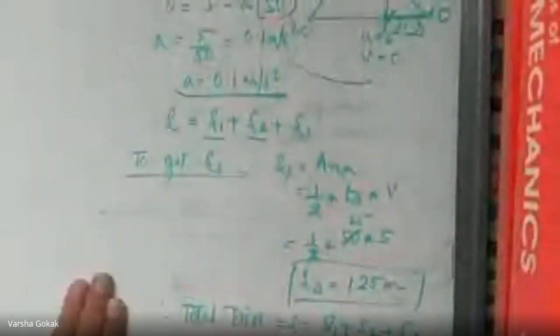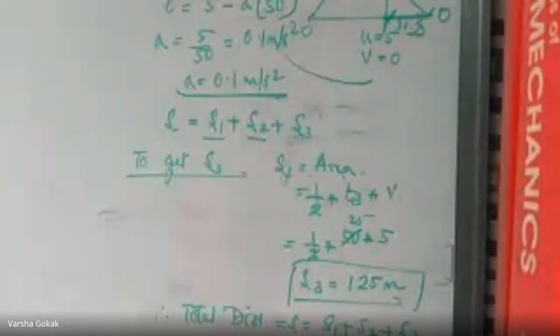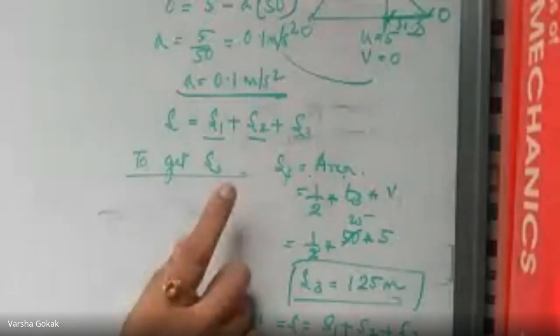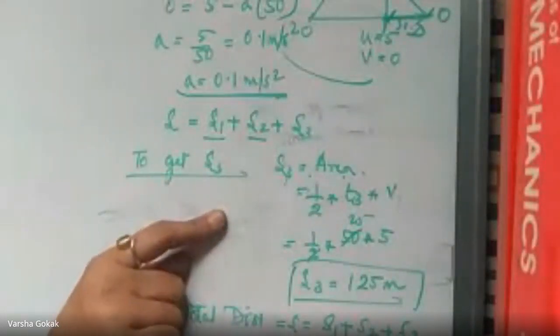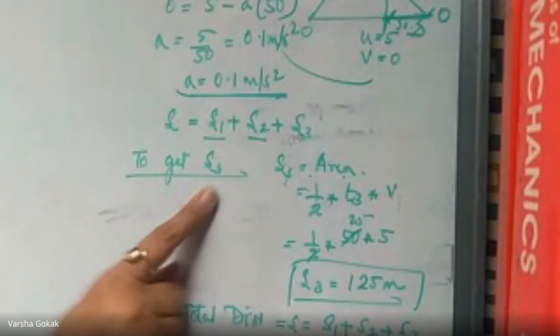Any doubt? So this is your VT graph, and we have to do 3-4 numericals on this. So tomorrow is Thursday. Thursday I will take another 2-3 numericals related to this.